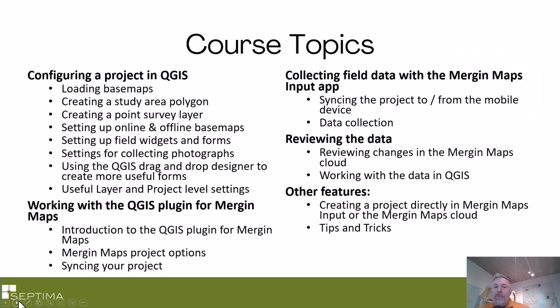These are the course topics, and I know there's a lot of bullet points here, but the main points are in bold. We're going to start the course by learning how to configure a project in QGIS for use in Mergin Maps that'll give you the most flexibility in data collection. So here, this will be most of the work, and you'll learn how to do things such as set up online and offline base maps.